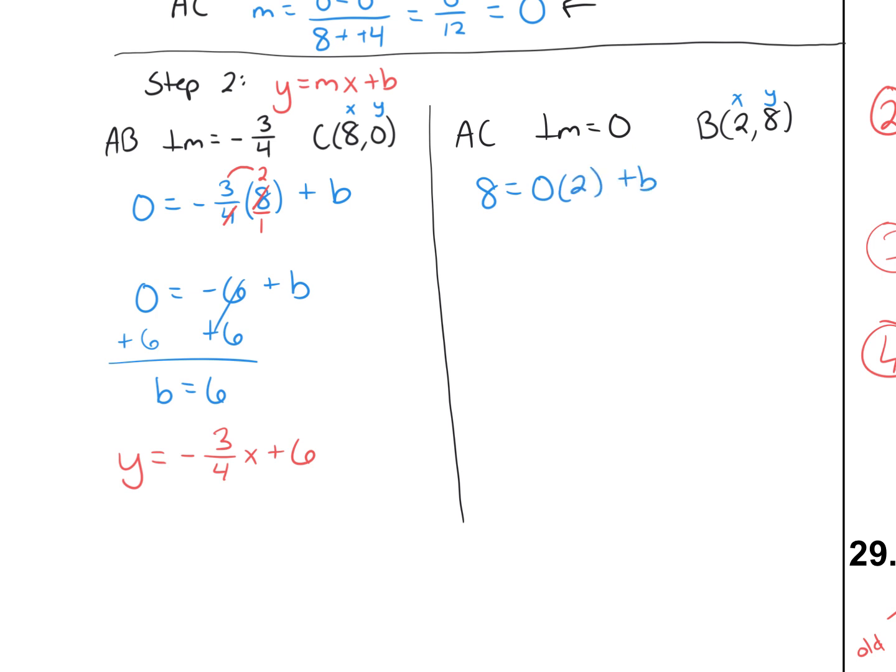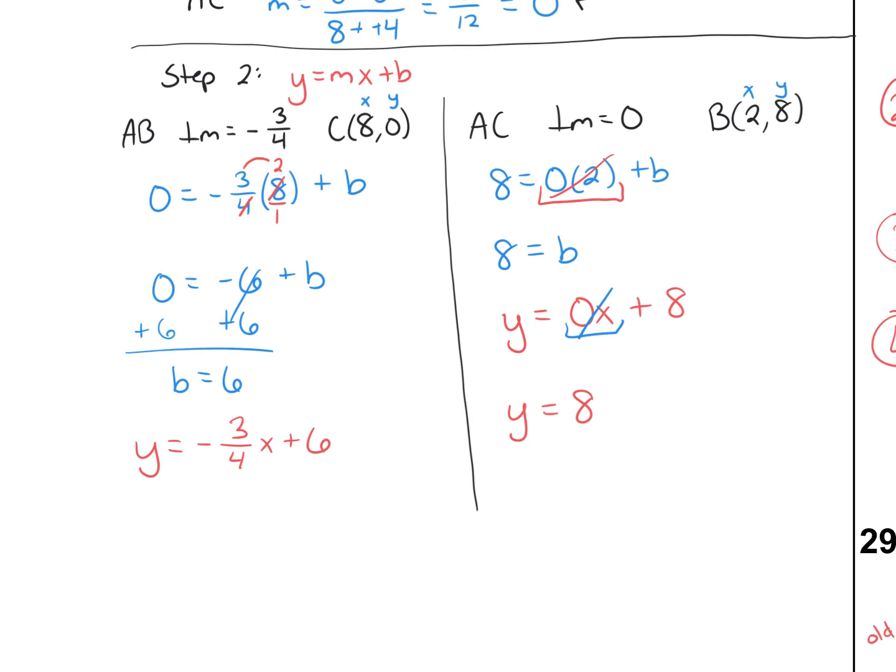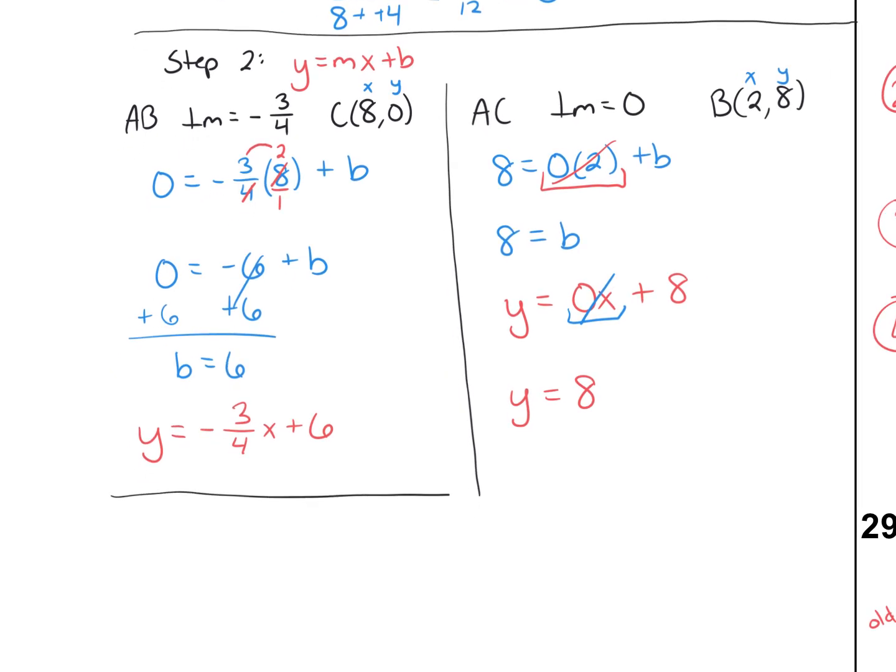Do you agree 0 times 2, that's just going to go away? Okay, so I get 8 equals b. So what's my equation? y equals 0x plus 8. Can I write this differently? Yeah, how? y equals 8. Do I need the 0x? No, because 0 times anything is just 0. So here we get y equals 8. Am I done with step 2? Yes. So the last step is to what?